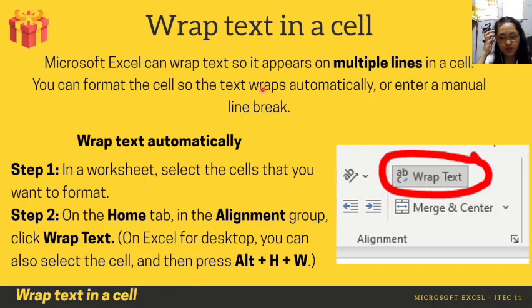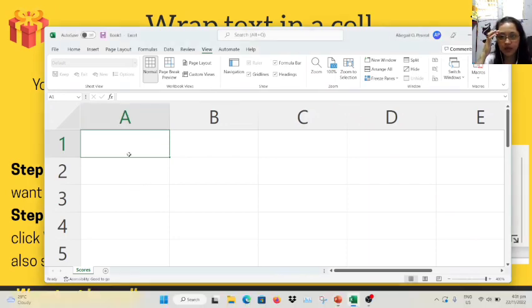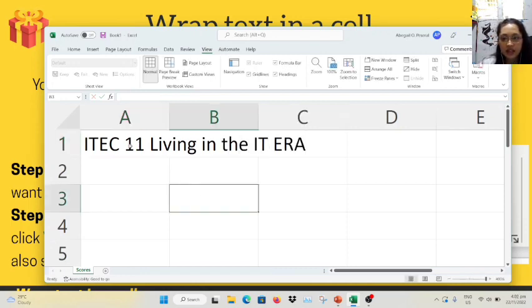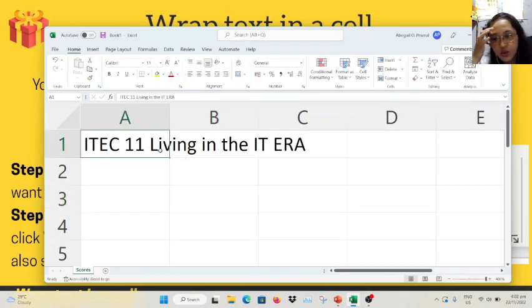So wrap text. Microsoft Excel can wrap text so it appears on multiple lines in a cell. You can format the cell so the text wraps automatically or enter a manual line break. So let's say, for example, I'm going to write here ITEC 11, Living in the IT Era. We can see here that it overflows. Instead of staying in A1, it spills over to B1. But if we click B1, the cell is empty because the text was typed in A1.